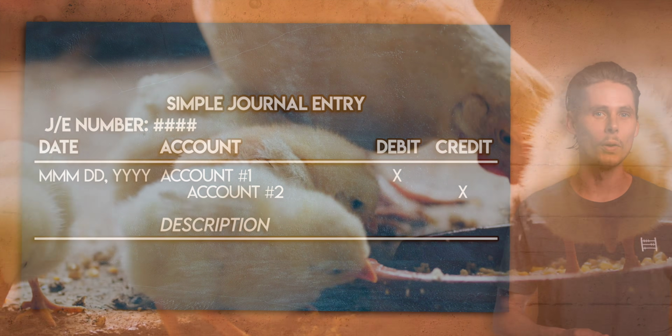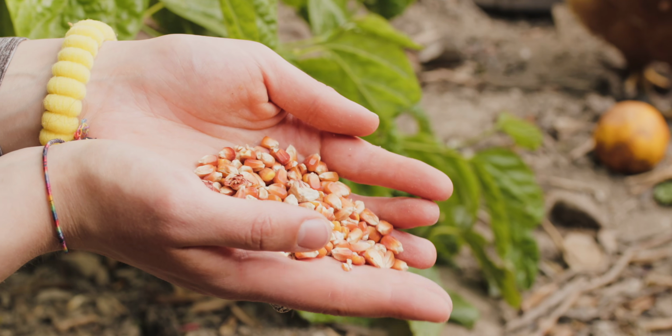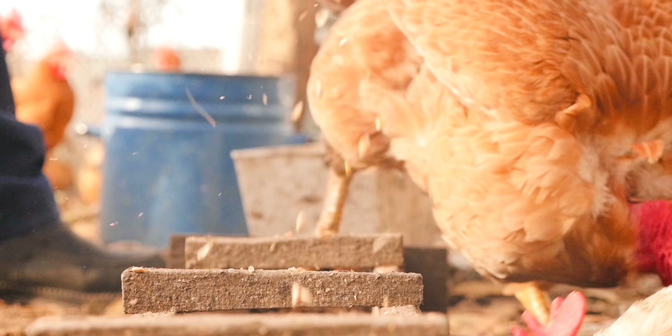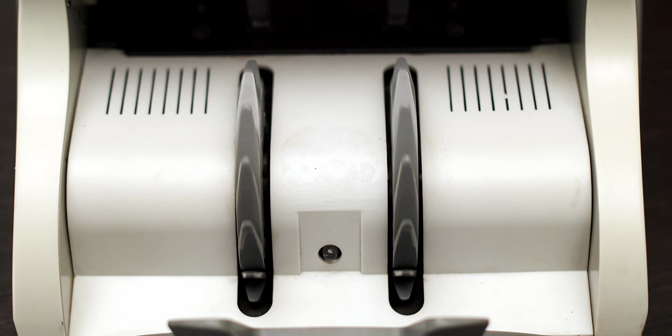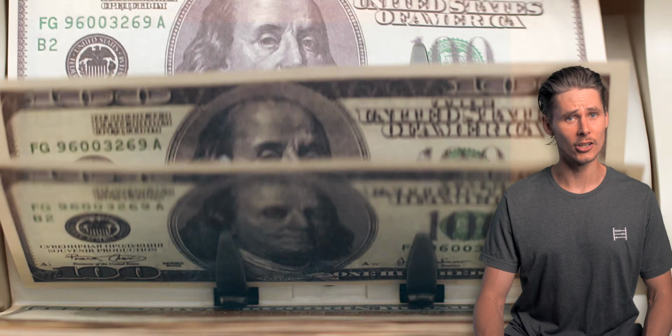Let me explain with an example. Chicken Duck's Dreamland is a petting zoo. On September 1st, the business buys a new feed delivery system for $10,000 in cash. How do we record this transaction in a journal entry?